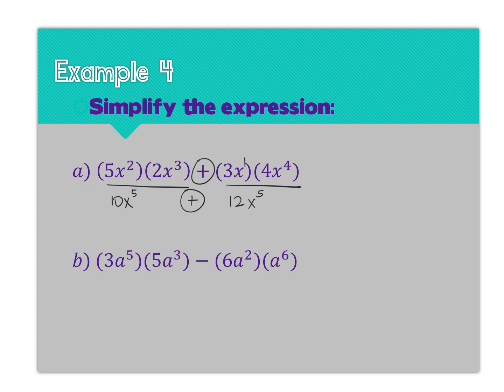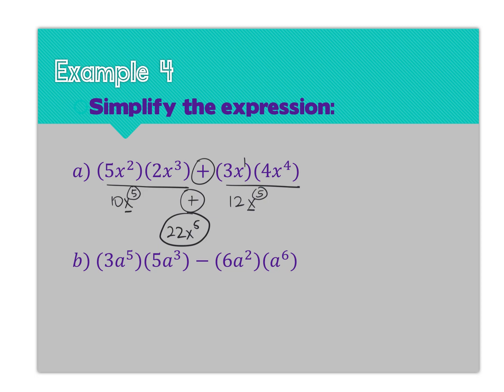Now when it's addition and subtraction, work the traditional way, where you can only add or subtract like terms. And for something to be like terms, they have to have the same exact variables, and those variables have to be to the same exact exponent. And if they are, then you add the coefficients. 10 plus 12 is 22, and the variable and exponent stay the same. And so that's the final answer.